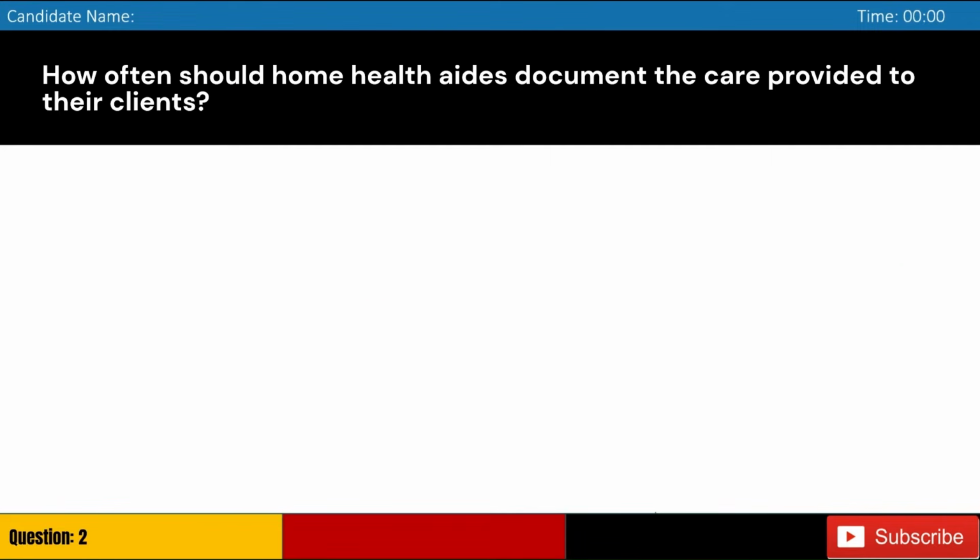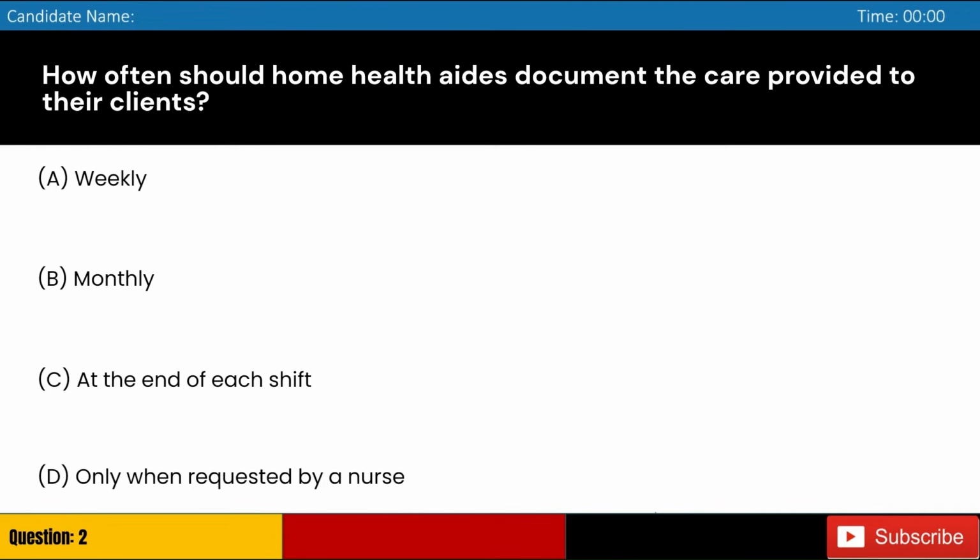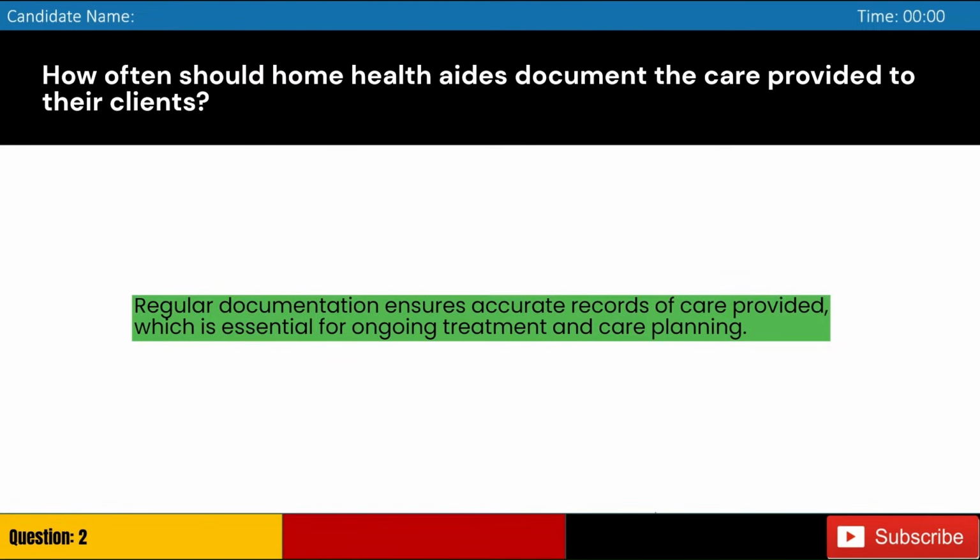How often should home health aides document the care provided to their clients? A. Weekly. B. Monthly. C. At the end of each shift. D. Only when requested by a nurse. Answer: C. Regular documentation ensures accurate records of care provided, which is essential for ongoing treatment and care planning.